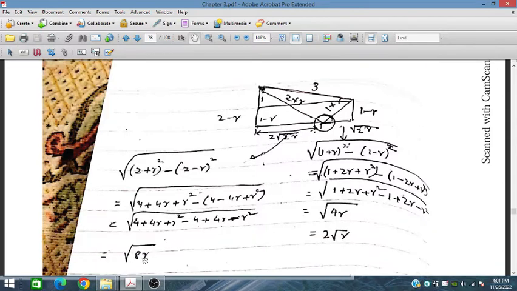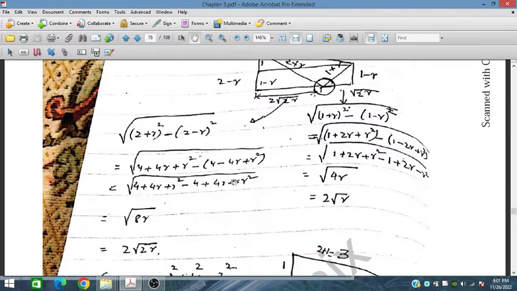So this is 8r. (2 plus r) square minus (2 minus r) square: this is 4 plus 4r plus r square, and this is 4 minus 4r plus r square. Then with the minus sign, this becomes minus, plus 4r, and the r square terms cancel.